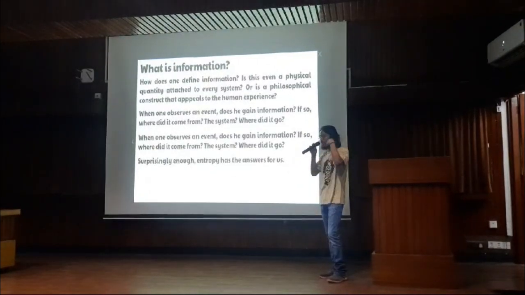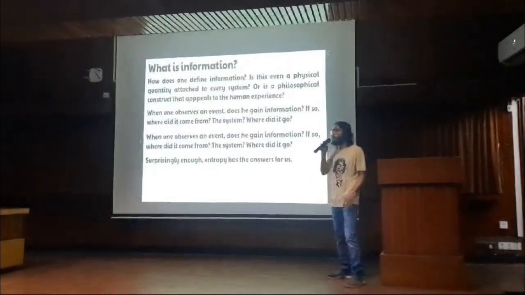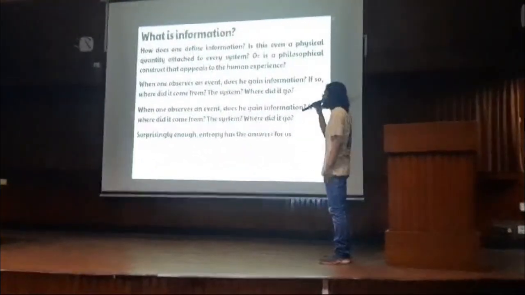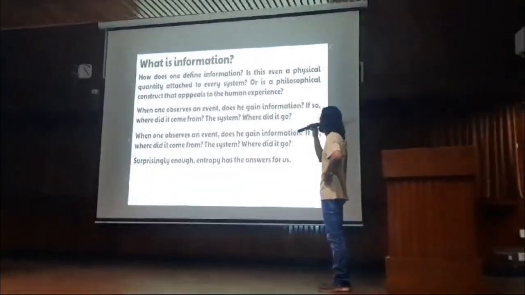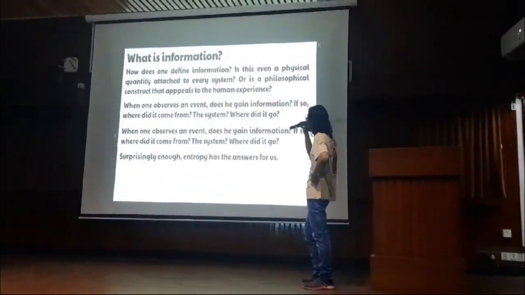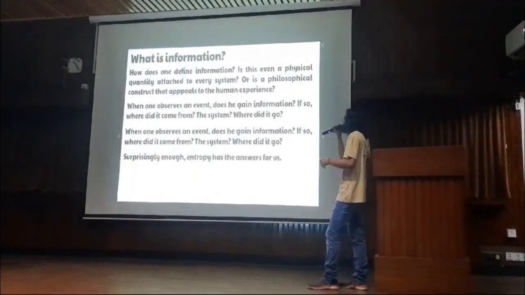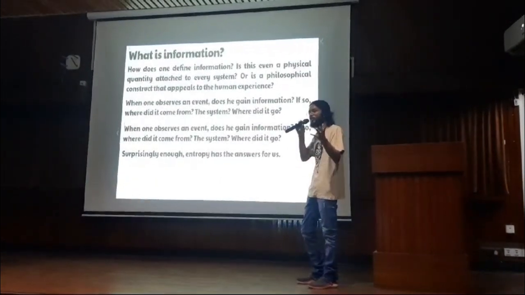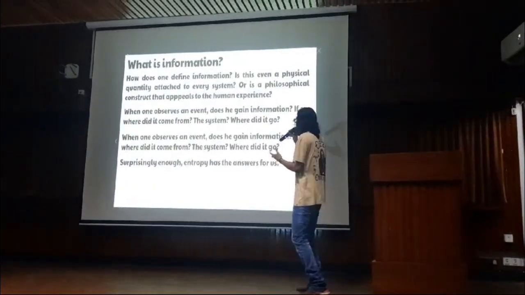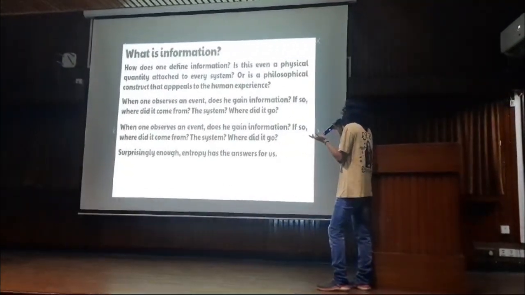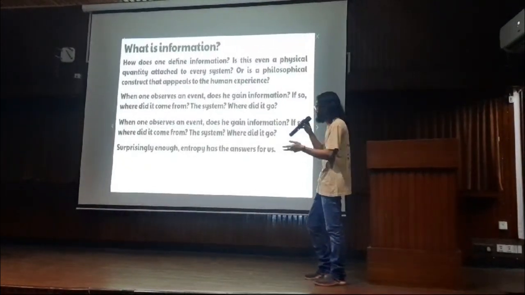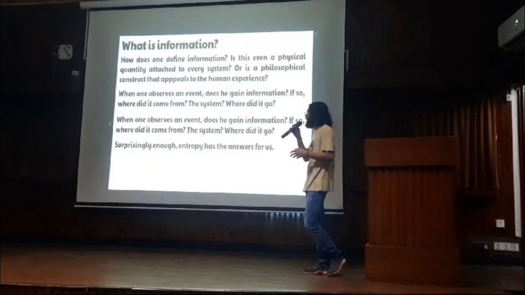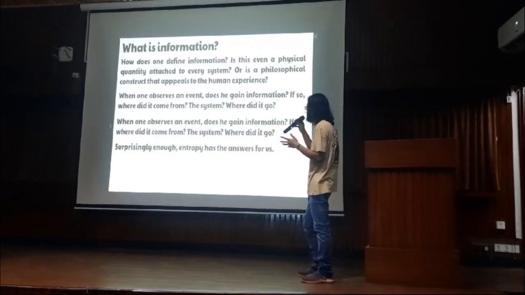So, closely related to this, we're now moving ahead from the topic of the postulates, and we're going to look at the question of what is information. How would you define information? Is this even something physical, or is it just something that we construct to make sense of the observations around us? When somebody observes an event, does he gain information? Is the information getting transferred from one system to another system? What's happening? Where is the information going? And what's really happening, right?